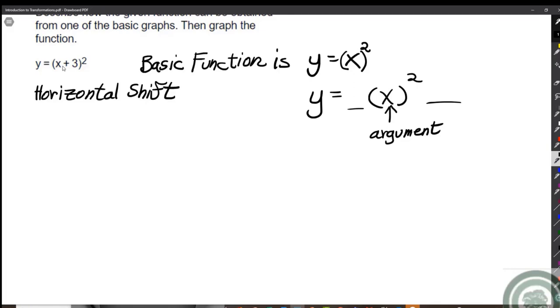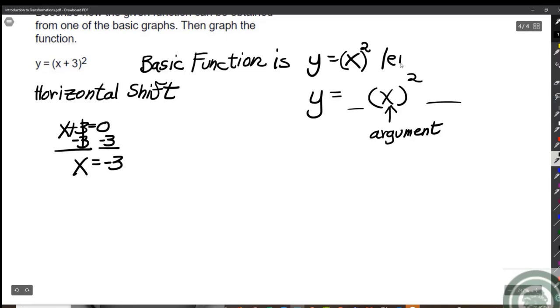It's in the opposite direction from what you'd expect. But the way to make sure is always to take the argument and set it equal to 0 and solve for x. This will tell you exactly which direction you're going to be moving in and how many units. Your shift is going to be to the left 3 units. So y equals x squared is being shifted left 3 units.